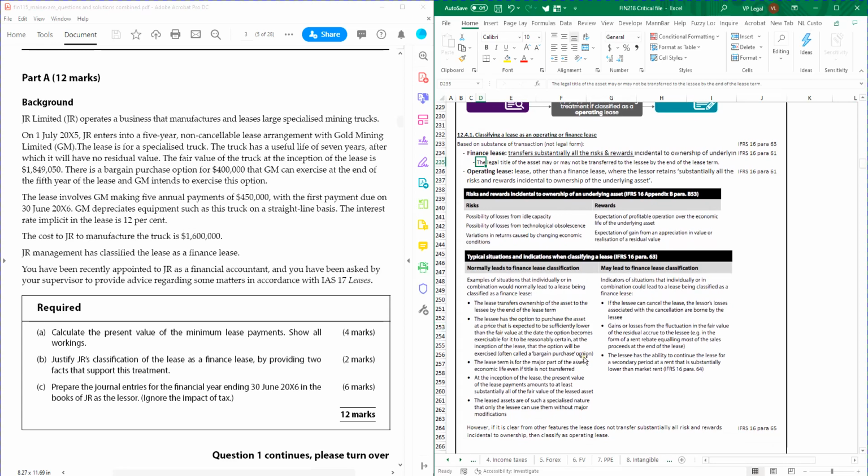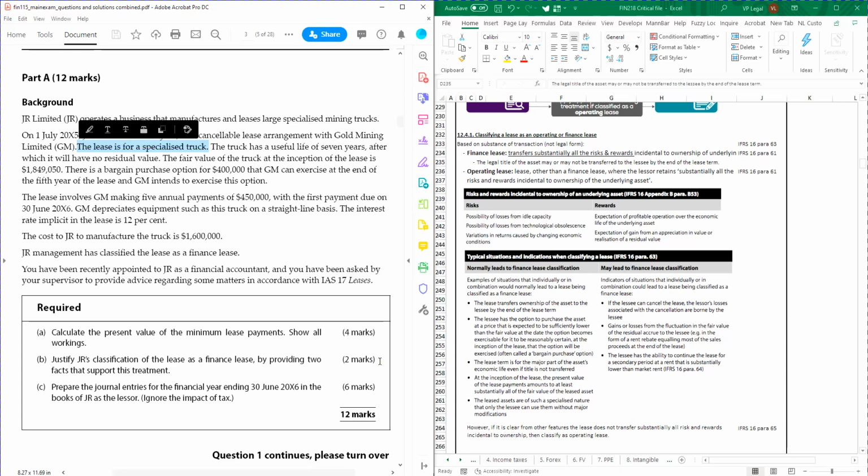The lease term is for the majority part of the asset's economic life. The present value of the lease amounts to at least substantially all of the fair value of the leased asset. The leased assets are of a specialized nature that only the lessee can use without major modification. So again, you can pretty much use any of these. I'd probably prioritize ones that you see immediately in the question. So for example, we saw that the lease is a specialized truck. So that's probably the first one that I want to use, just because it can be supported in the answer. That's always your best bet.